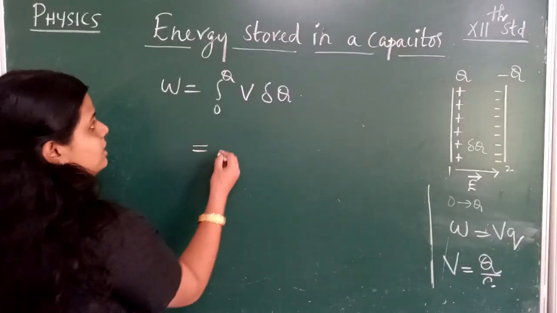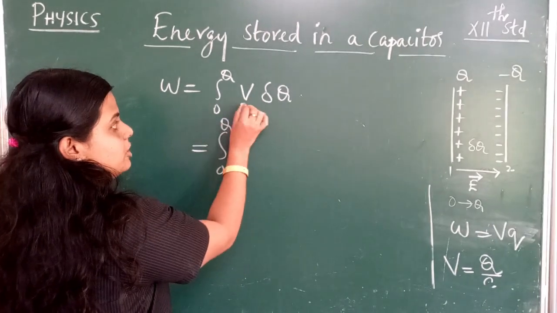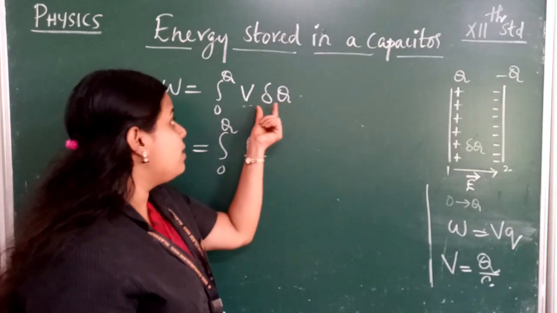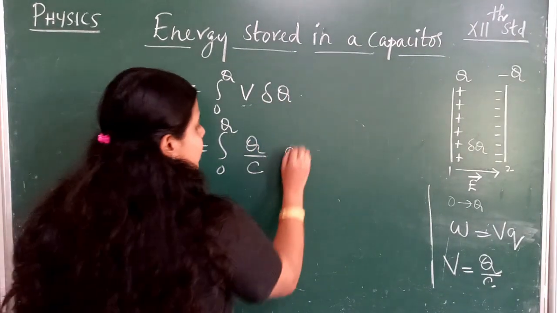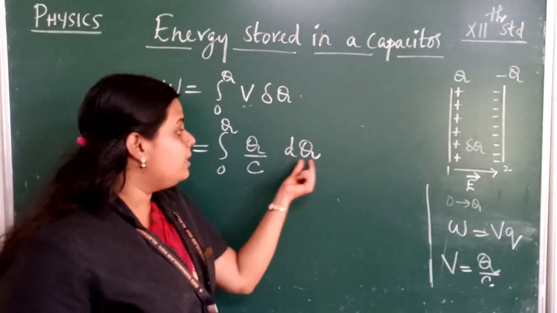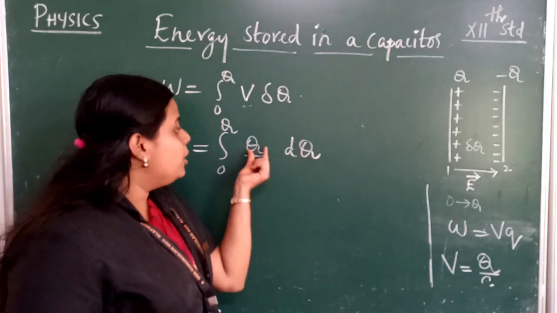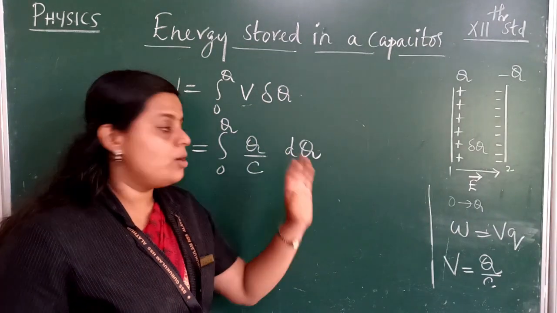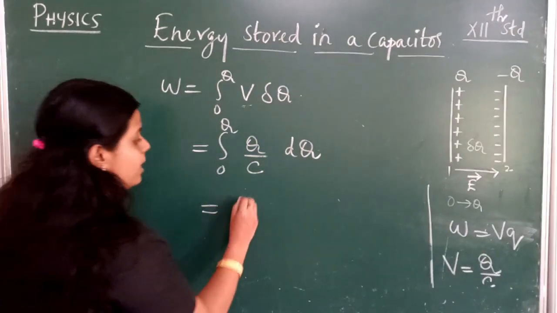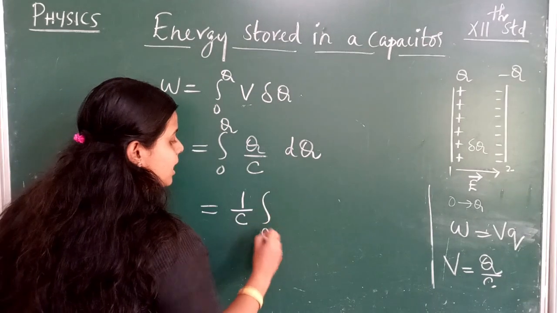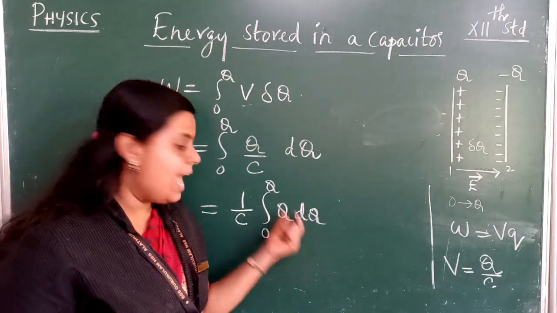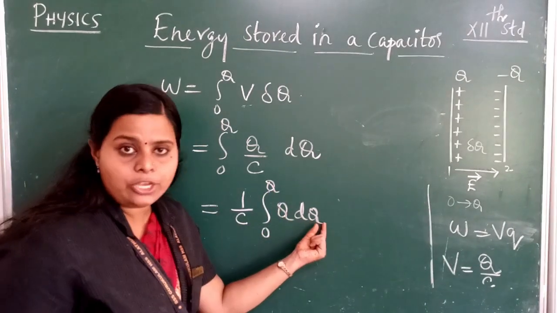We can write W is equal to integral 0 to Q. Instead of V, we can write Q by C. And since it is integration, we can write instead of this delta Q, we can write dQ. Okay, and ഇവിടെ നമുക്കറിയാം ഇന്റഗ്രേഷൻ എന്ന് പറയുന്നത് വിത്ത് റെസ്പെക്ട് ടു Q ആണ് നമ്മൾ ചെയ്യുന്നത്. അപ്പോൾ Q ഒഴികെ ബാക്കിയുള്ള ടേംസ് ഒക്കെ കോൺസ്റ്റന്റ് ആണ്. സോ ഇവിടെ 1 by C which is a constant. So we can take it outside. So 1 by C into integral 0 to Q dQ. So here we have integral 0 to Q dQ, right?